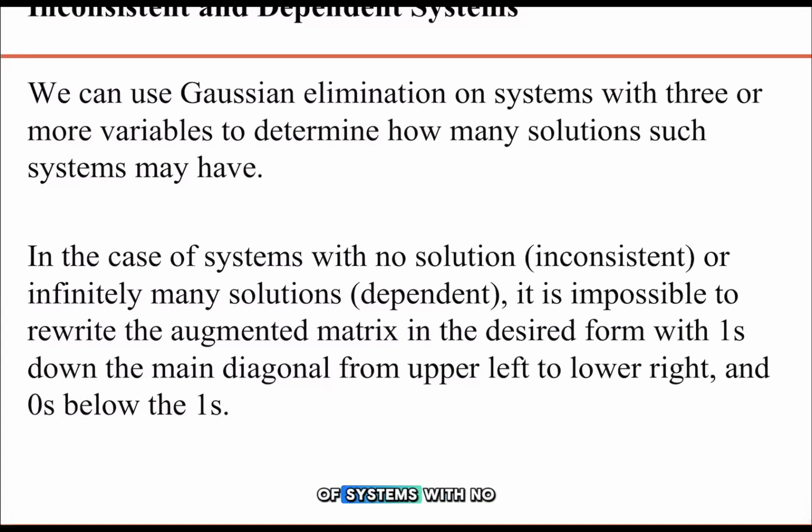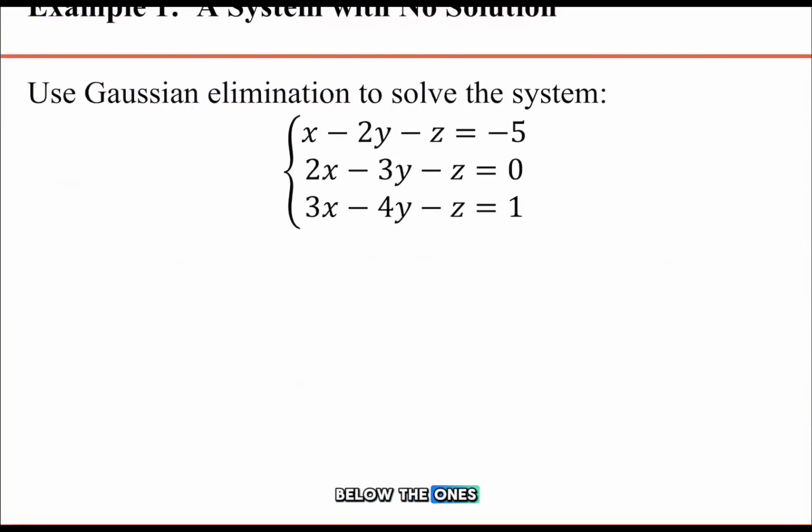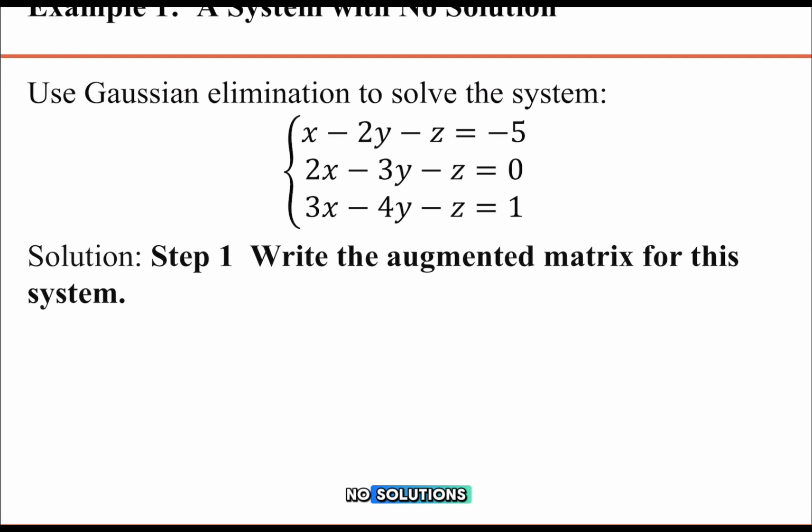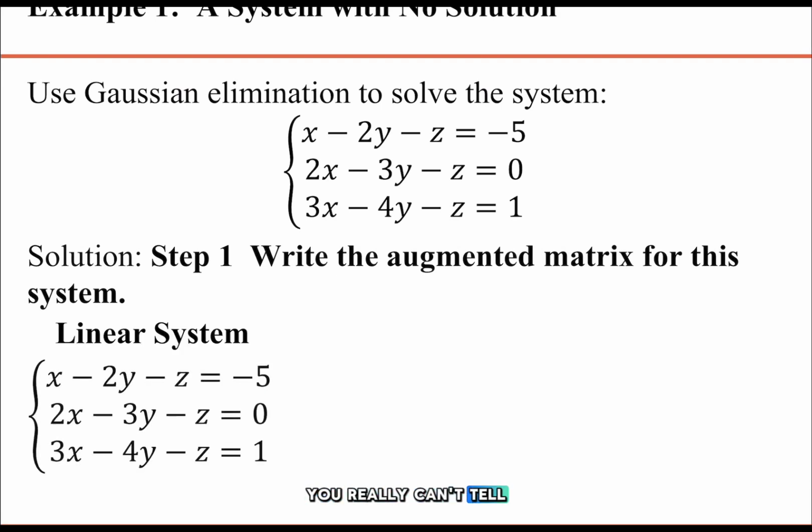So in the case of systems with no solutions, or dependent systems with infinitely many solutions, it is possible to rewrite the augmented matrix in the desired form with ones down the main diagonal from upper left to lower right and zeros below the ones. So a system with no solutions. When you first look at it, you really can't tell.